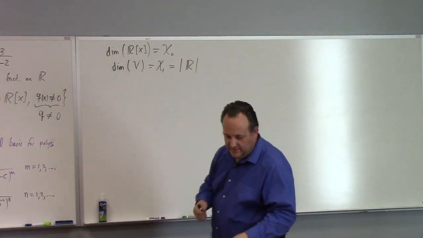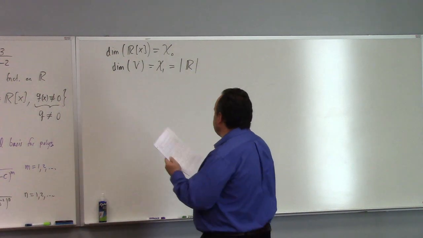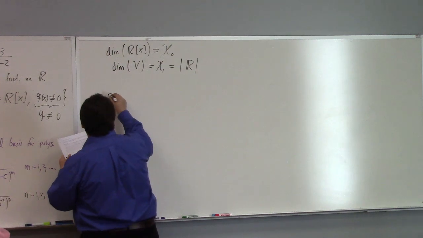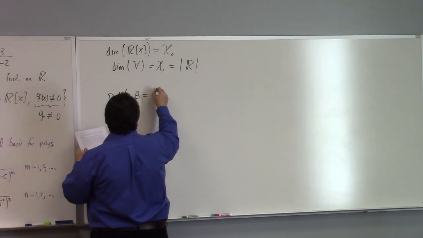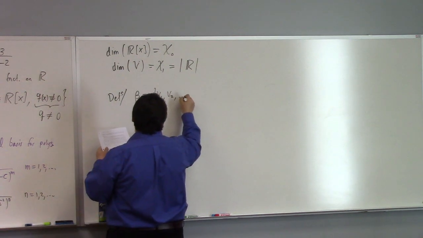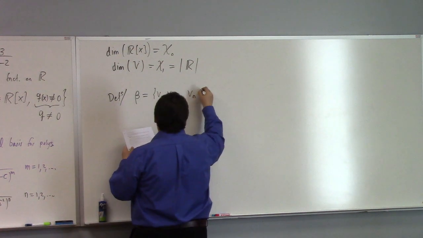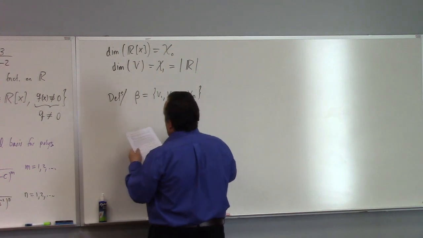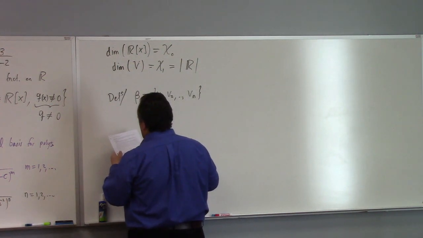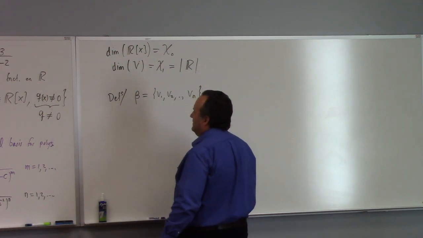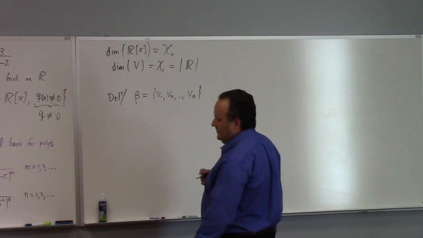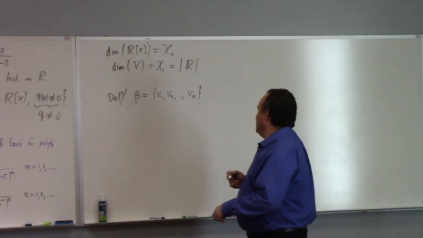Example 2, actually not an example, definition. If we have beta, v1, v2, vn, aw man. Well, I'm just not listening to my, what have I done? Son of a gun. Well, you know what, I'm just not even going to use this at the moment.